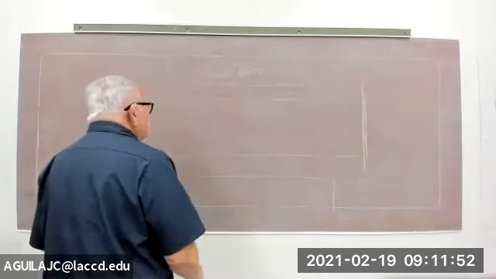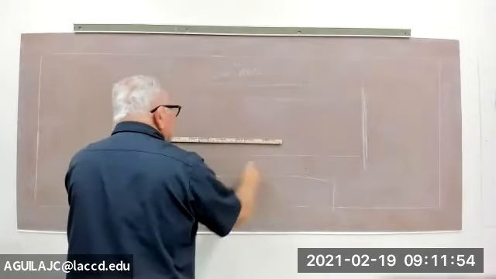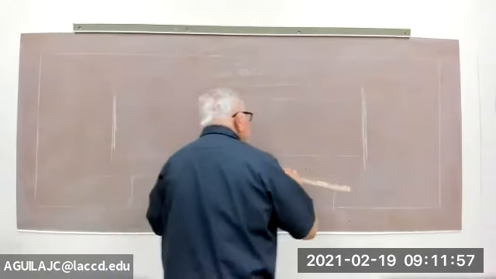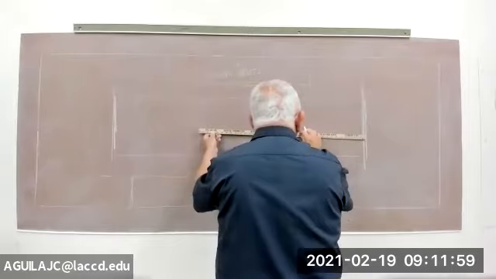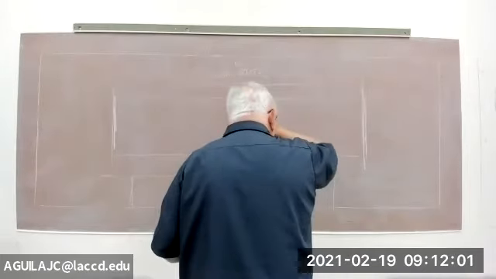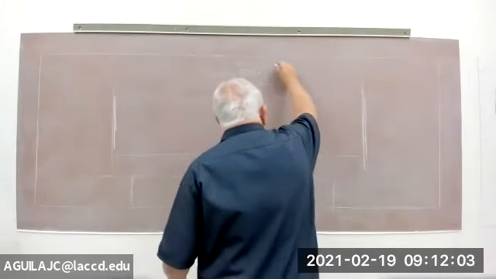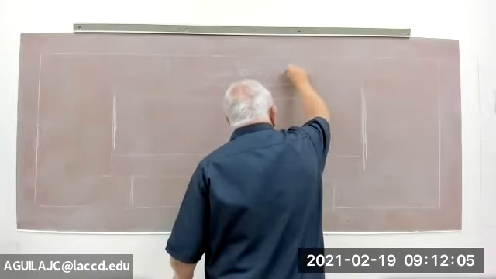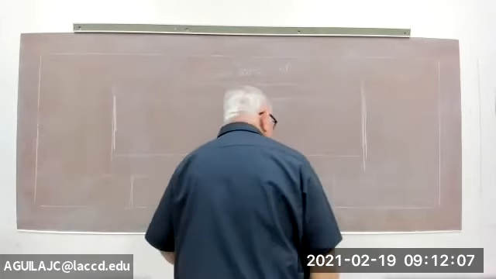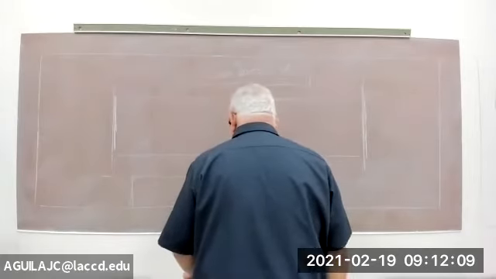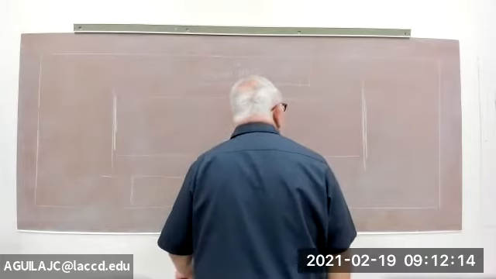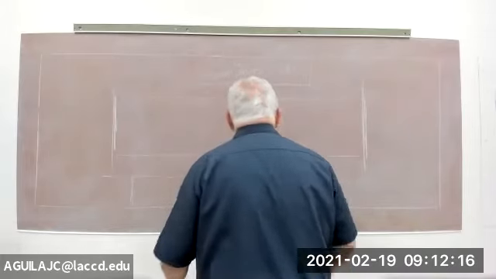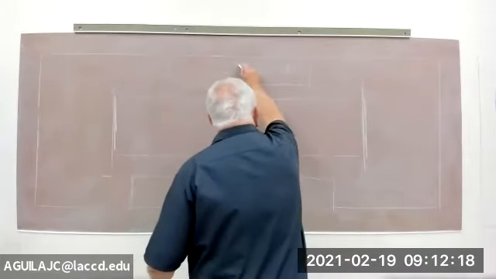So what's my next step? I would measure this. That's 36 and 18. That's 54. Is that right? 18 and 36. Yes, 54. Okay, and I have 12 letters.